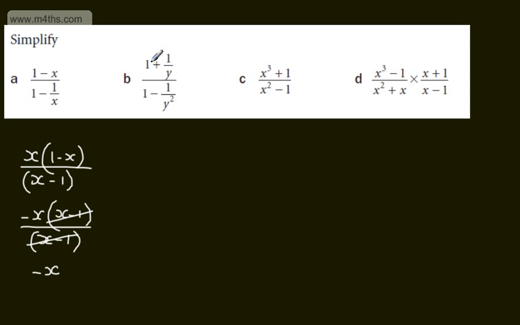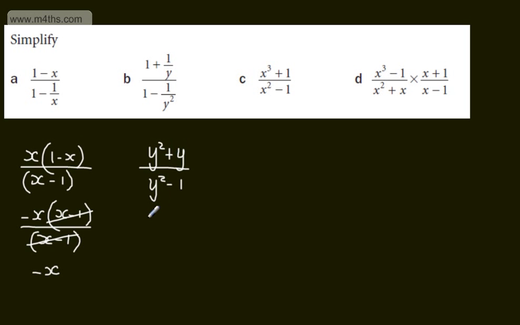With b, we've got 1 plus 1 over y, and then that's all over now 1 minus 1 over y squared. I'm going to multiply the fraction by y squared. So in the numerator, I'll have y squared plus y. If I multiply 1 by y squared, I'm going to get y squared. If I multiply 1 over y by y squared, I'm just going to have y. In the denominator, I'm going to have y squared minus 1.